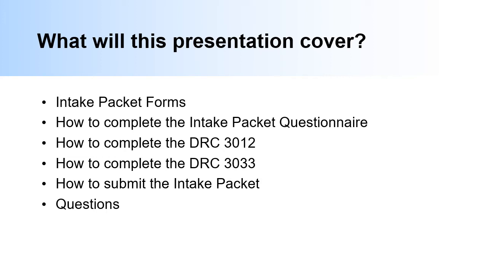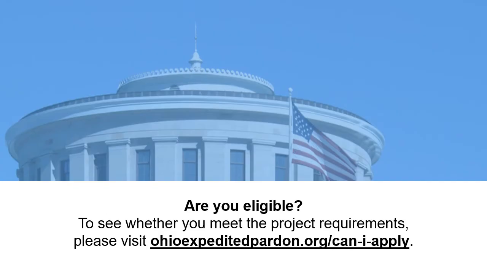For an overview of the project, including the application process, eligibility, and more, watch Module 1, Introduction for Applicants. To be considered for the Ohio Governor's Expedited Pardon Project, an applicant must meet the minimum eligibility requirements. If you are unsure whether or not you meet the project requirements, visit the Can I Apply page at ohioexpeditedpardon.org/can-I-apply to learn more about the project criteria and disqualifying offenses.